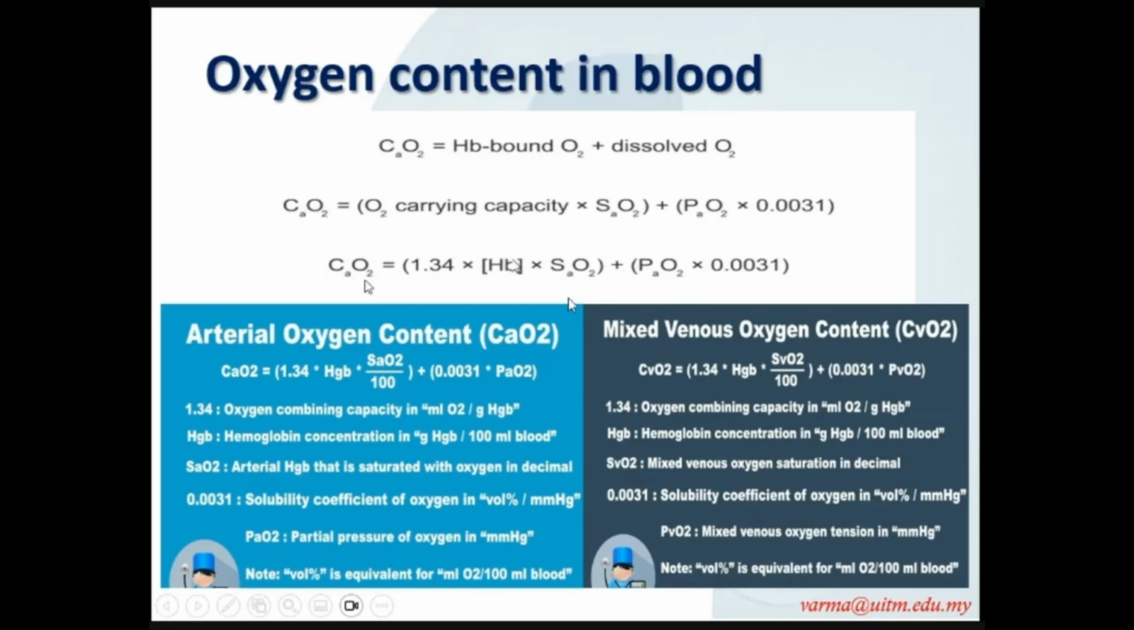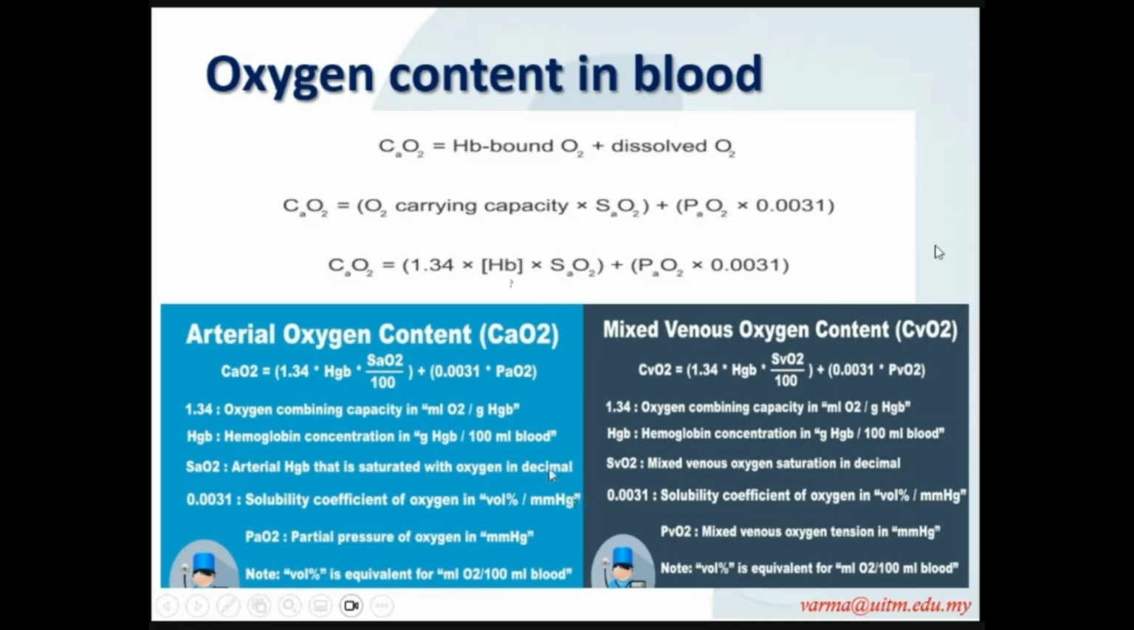What is 0.031? It is the solubility coefficient of oxygen per millimeter mercury. How much oxygen can be dissolved in blood per millimeter mercury. That's why you put your PaO2. Let's say you take an ABG. In the ABG, the Hb is 10.1. You put it over here. SaO2 shows around 95, 96. You put it over here. PaO2 is 100. Then you put all these values, you calculate, you get your CaO2.